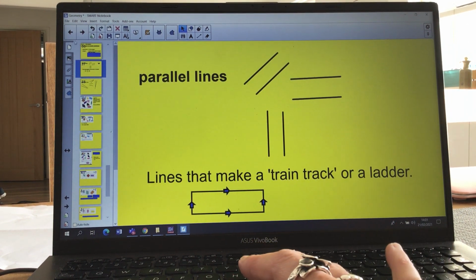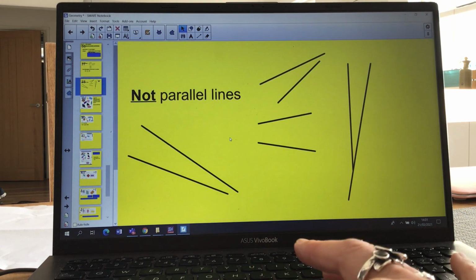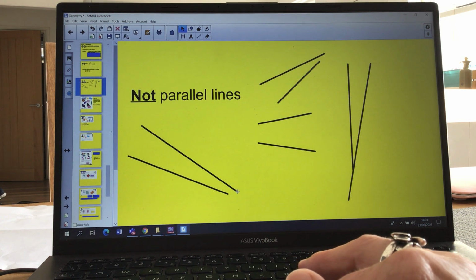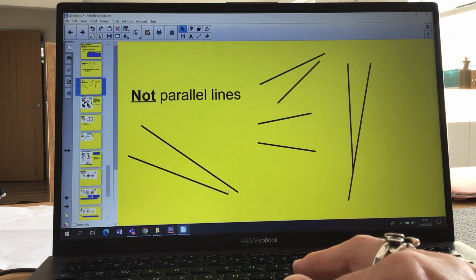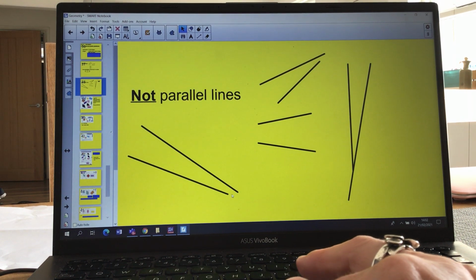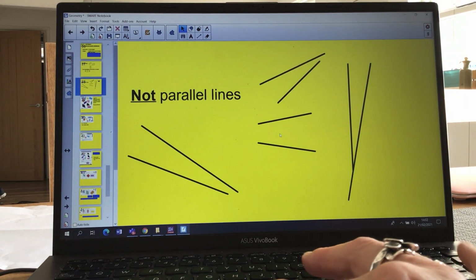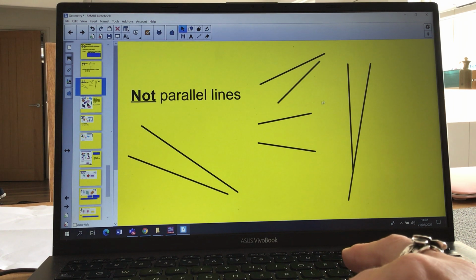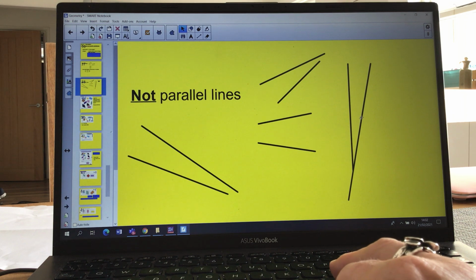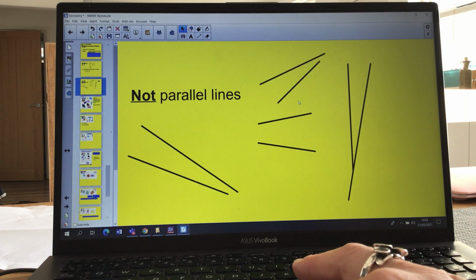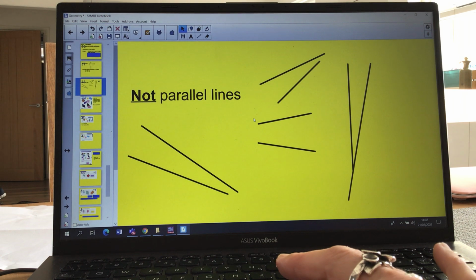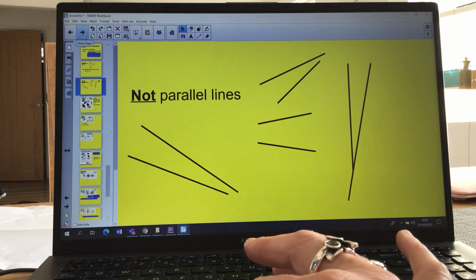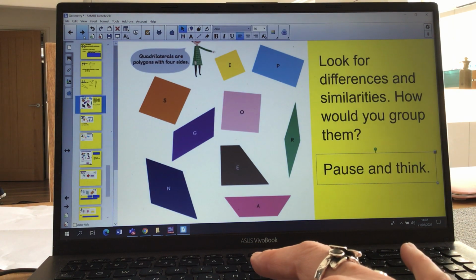So there are examples of parallel lines, and just to show you, these are not parallel lines. If you were to continue these lines, they would cross. And you don't want train tracks to cross, because then the train would come off the lines, wouldn't it? I've given you some different examples there that look close to parallel lines, but they're not, because they're moving away from each other, and that one's moving nearer to each other. It's not in that train track shape or ladder shape. So that's parallel lines. You're going to need to remember that for your task today.